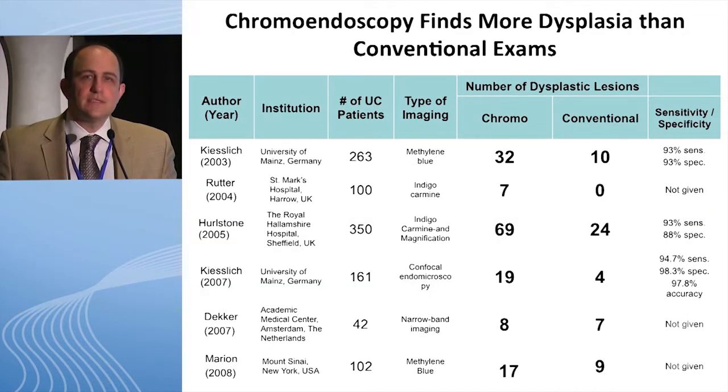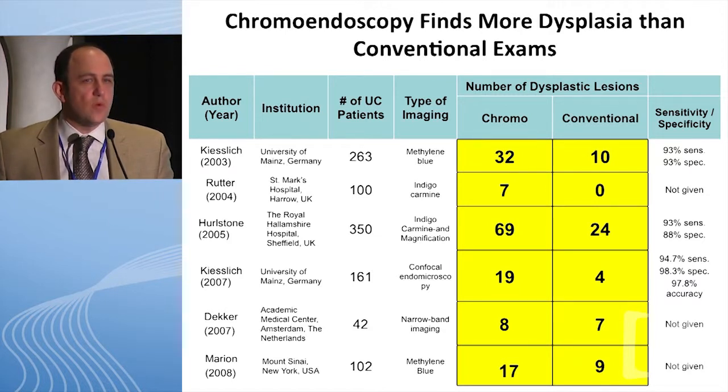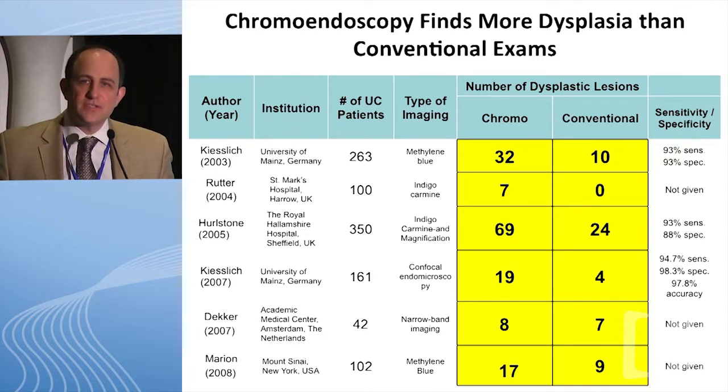So it's not debatable, based on number of studies, whether chromo using dye spray can find more dysplasia. It is true. Compared to conventional white light colonoscopy and a variety of tandem studies, chromoendoscopy can find more dysplastic lesions than white light. The next question you should be asking, though, is if chromo finds all these dysplastic lesions, have I been missing dysplasia all these years in all my patients?